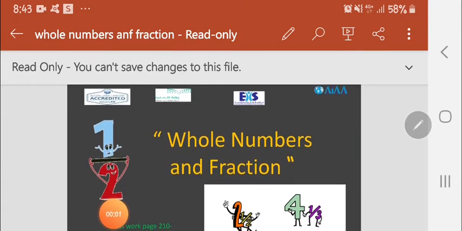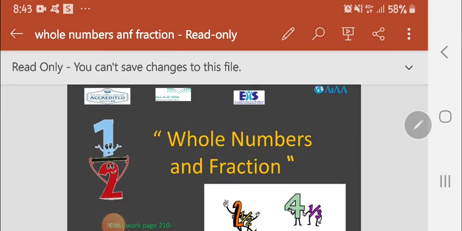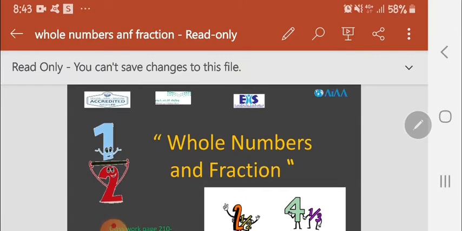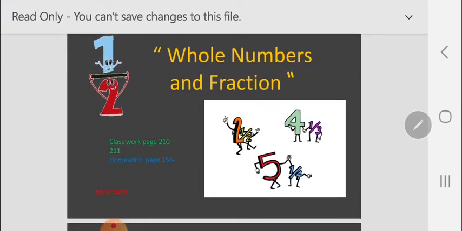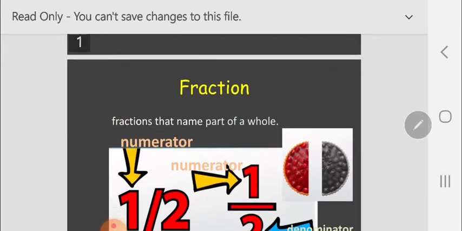Hello everyone, today we'll talk about whole numbers and fractions. We are moving to chapter 10, lesson 1. Your classwork is page 210, 211, and your homework is page 156.